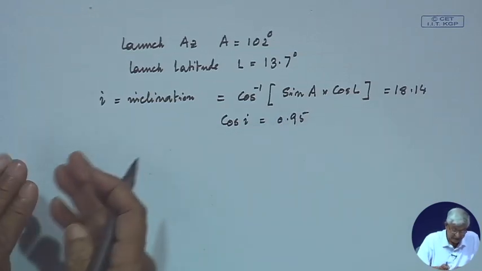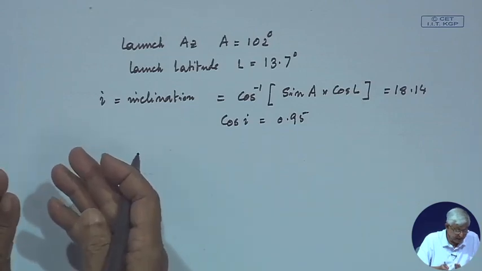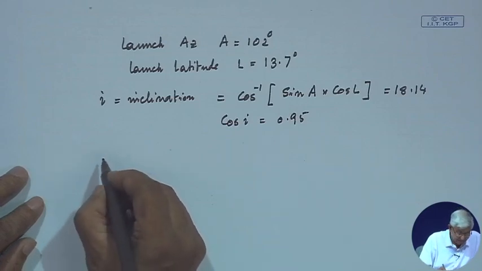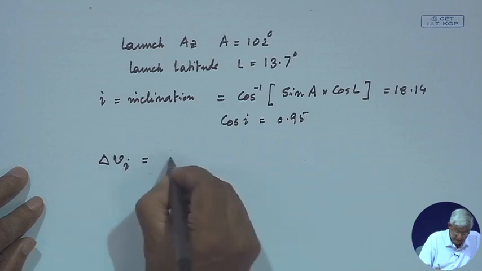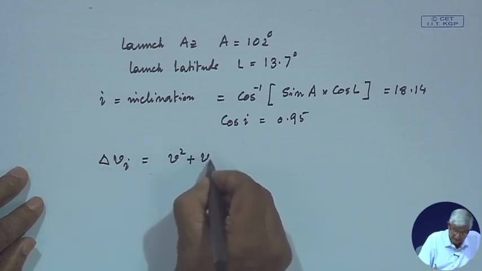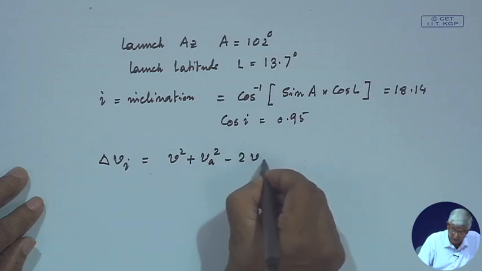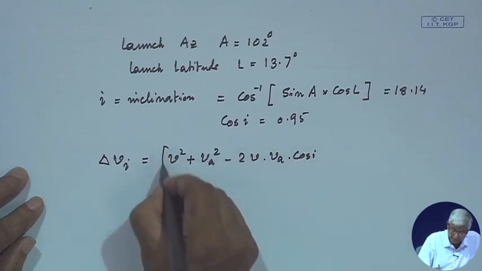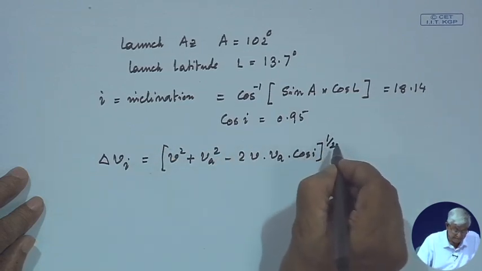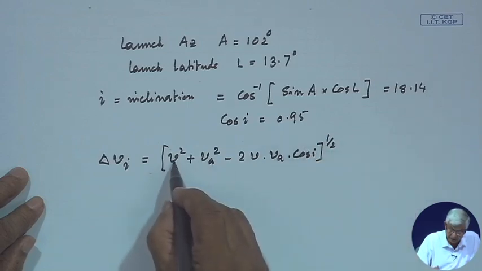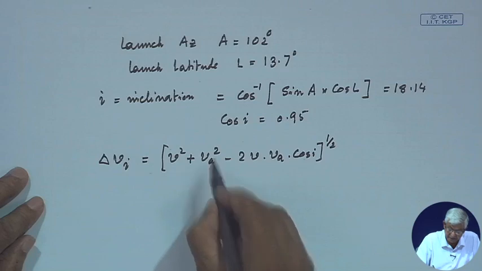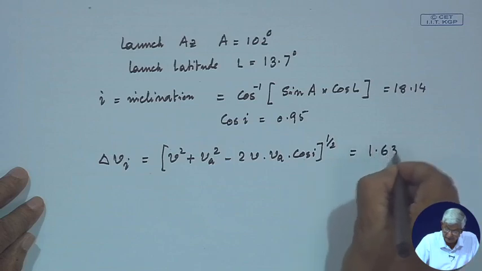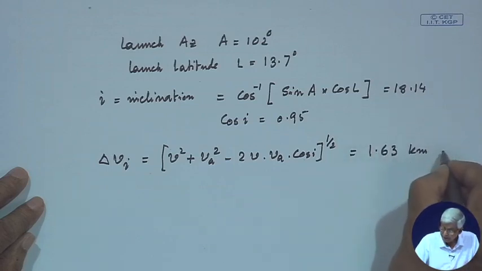Now, these two velocities, V A and V, are two different vectors having an angle between them. So, delta V is the square root of V square plus V A square minus 2 V into V A into cos I. If you put the V A value, the GEO orbit velocity V, and the cos I we have found out, it will come out to be 1.63 kilometer per second.